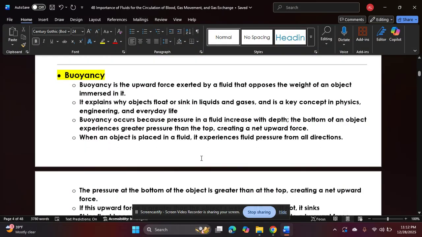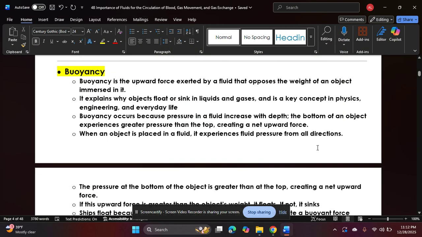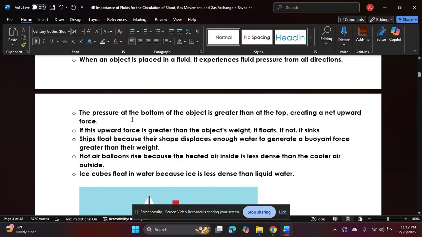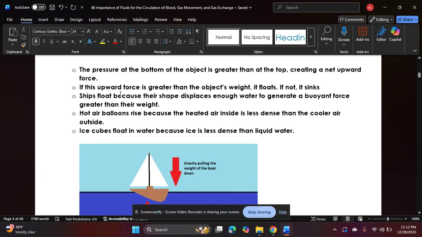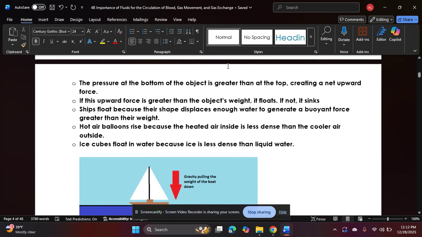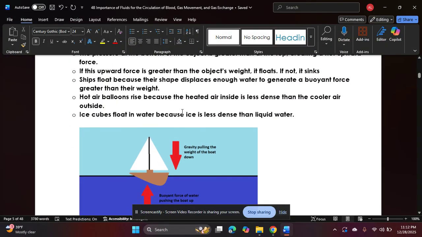When an object is placed in a fluid, it experiences fluid pressure from all directions. The pressure at the bottom of the object is greater than at the top, creating a net upward force. If this upward force is greater than the object's weight, it floats. If not, it sinks. Ships float because their shape displaces enough water to generate a buoyant force greater than their weight. Hot air balloons rise because the heated air inside is less dense than the cooler air outside. Ice cubes float in water because ice is less dense than liquid water.